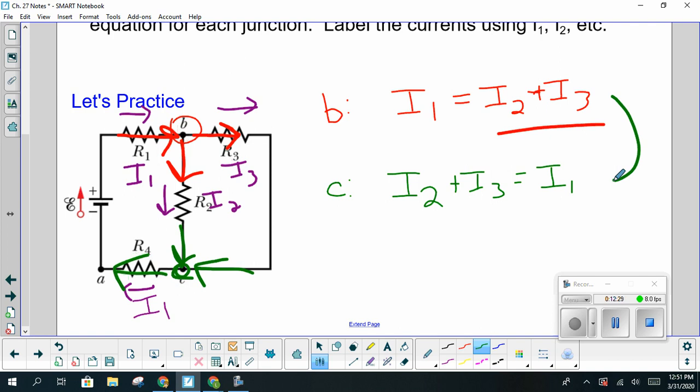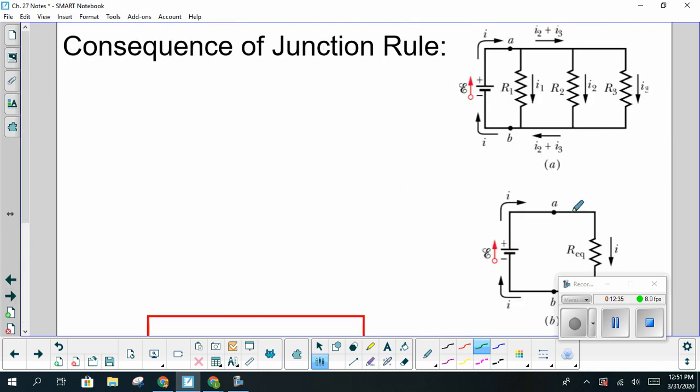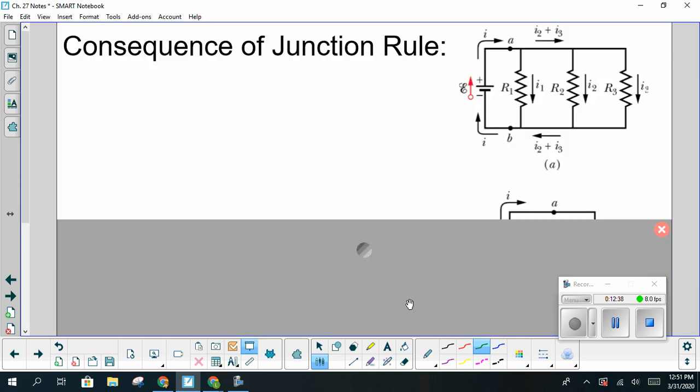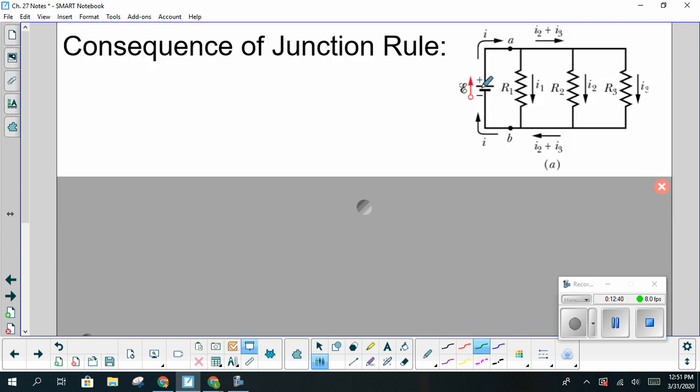All right, so then what we are going to do is look at the consequence of the junction rule. We have a simple parallel circuit right here that you are looking at. We have the EMF source, and then we have 3 resistances, each with the currents labeled through them. What I would like you to do is add up all of those currents. You can choose whichever junction you want. Let's do this junction right here. So I'd like you to go ahead and write your junction rule for this junction. Take a moment and write that junction rule for that point right there.